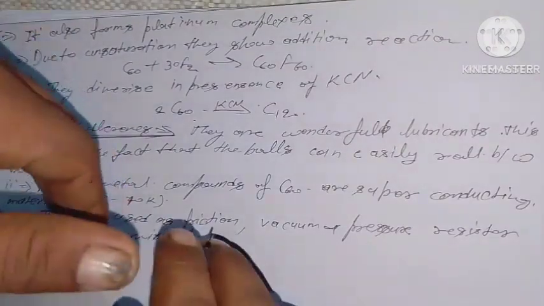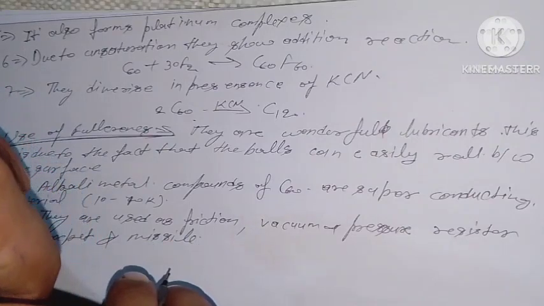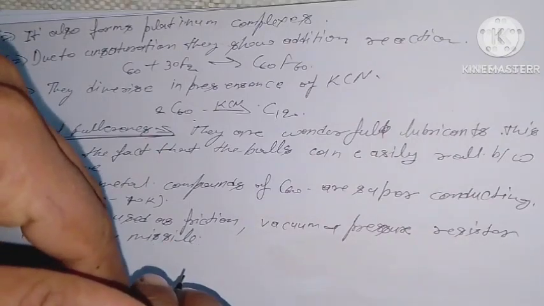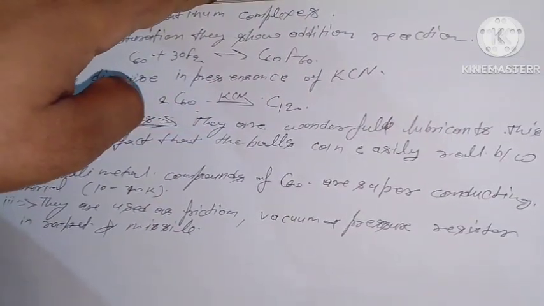They are used as friction, vacuum and pressure resistors in rocket and missile. Next heading: carbides.